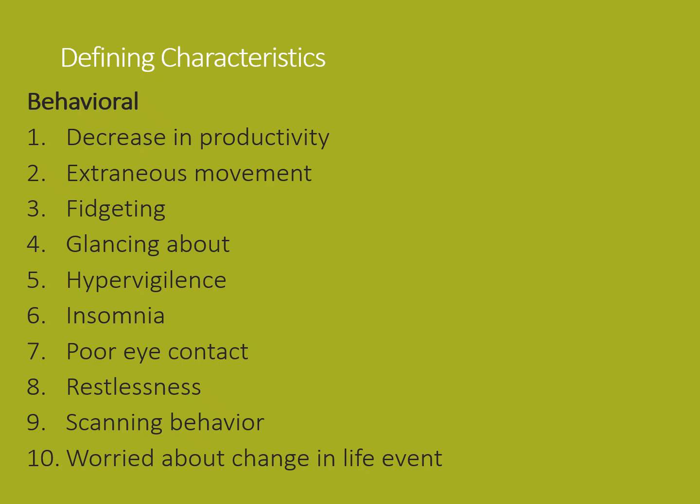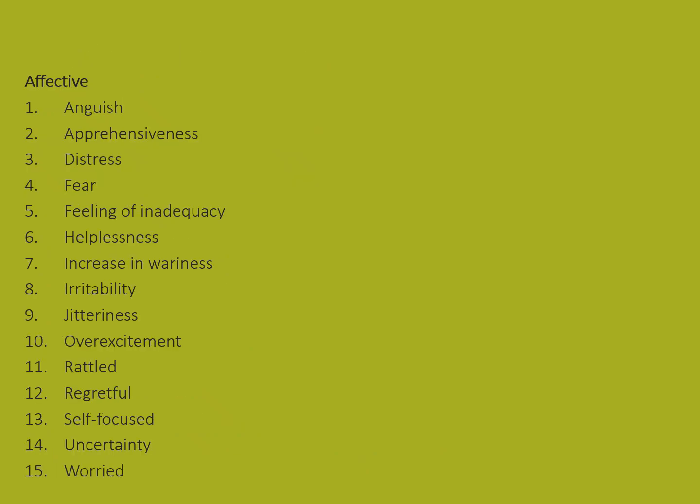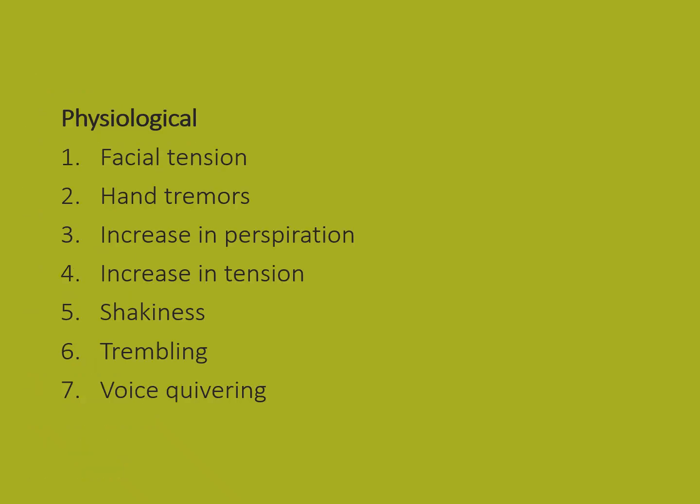You may see behavioral characteristics such as decrease in productivity, extraneous movement, and fidgeting, etc. Under the affective characteristics of anxiety, you may see fear, distress, anguish, apprehensiveness, etc., as some of the characteristics of an individual who is anxious. Under the physiological characteristics, you can see facial tension, hand tremors, etc., as some of the signs you see that someone is actually anxious at a particular point in time.